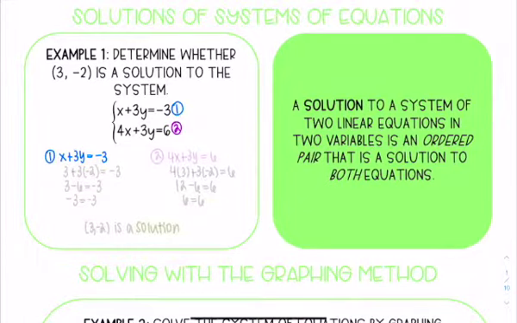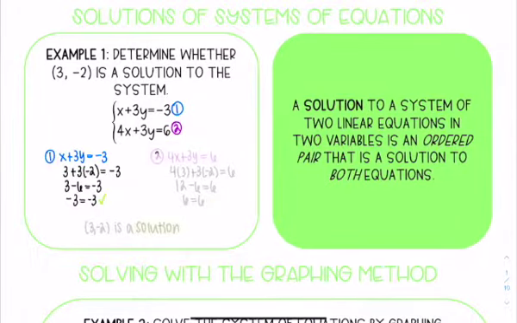We want to plug in our ordered pair of (3, -2). So that's 3 plus 3 times -2 should give me -3. Well, 3 times -2 is -6, and 3 minus 6 is -3. And so I got a true statement.